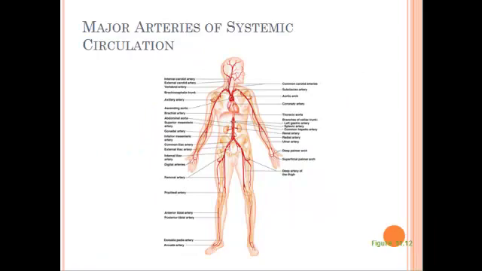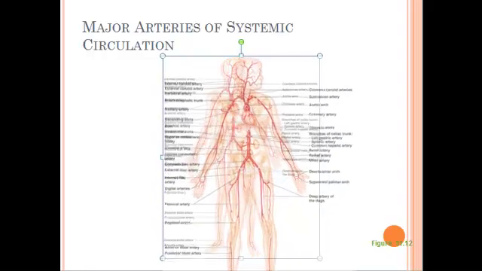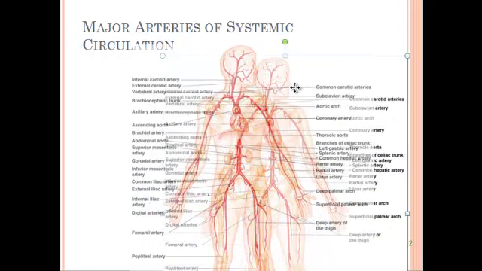There's a whole bunch of different blood vessels. All the blood vessels in the body can be named. We're not going to go through these right now, but I do want to point out a couple things here. This is a picture showing all the major arteries in our body. I'm going to blow this up just a little bit so you can see a little bit better.